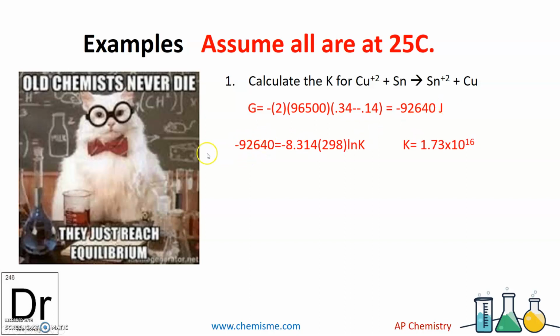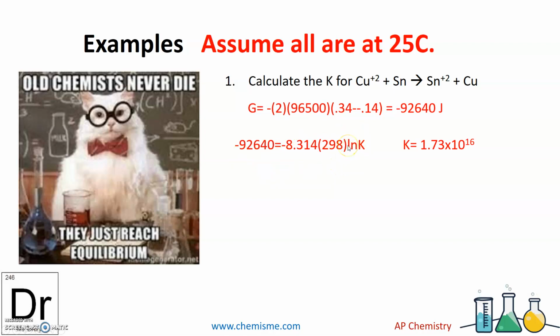So I'm going to put that Gibbs in. I'm going to say negative R. R is 8.314 from the reference table in joules. T, temperature, 298 because it's 25 degrees Celsius. And I'm going to solve for ln of K. So I divide out by 8.314 and divide out by 298.